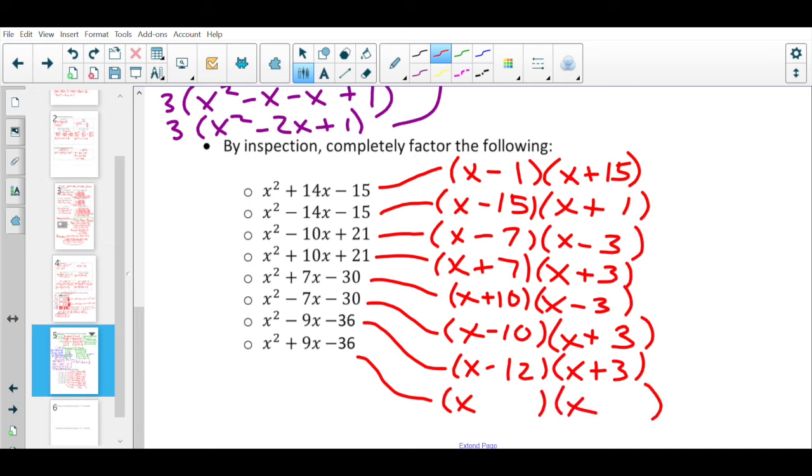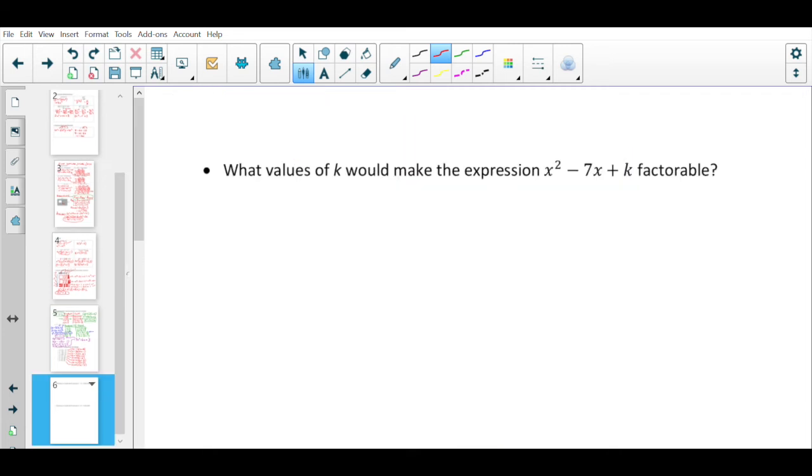What multiplies to negative 36 and adds to 9? That is plus 12 and minus 3. 12 times negative 3 is negative 36. 12x minus 3x is positive 9. Okay? By inspection. Alright, last one.